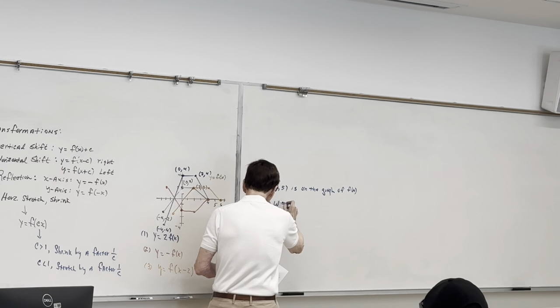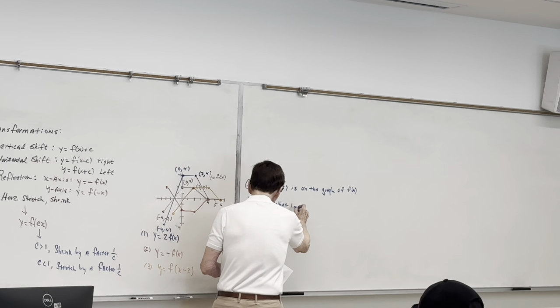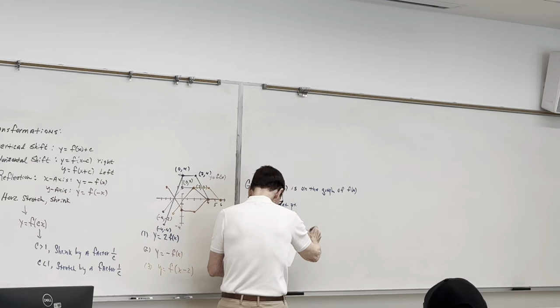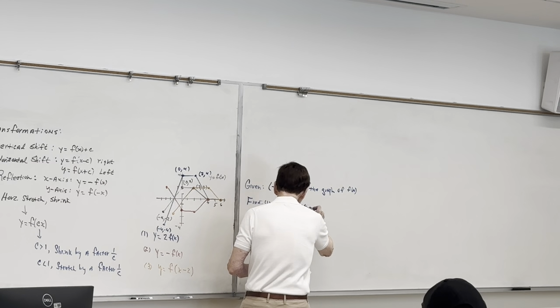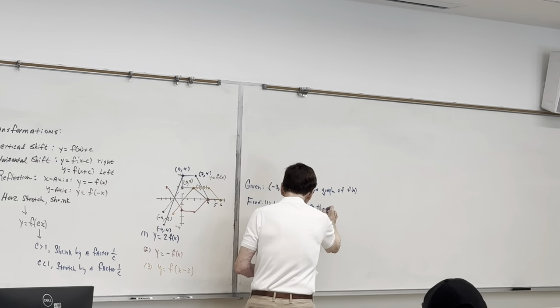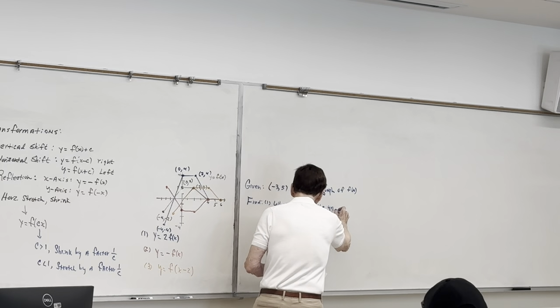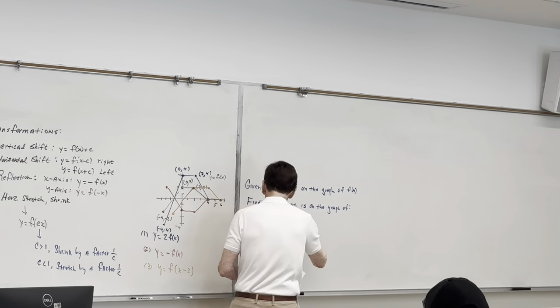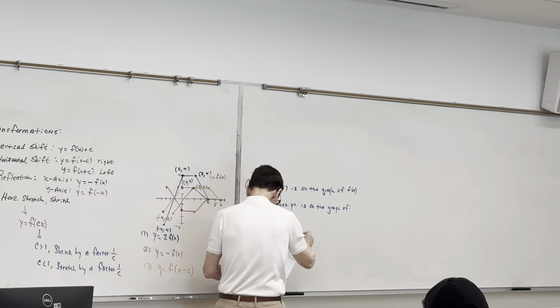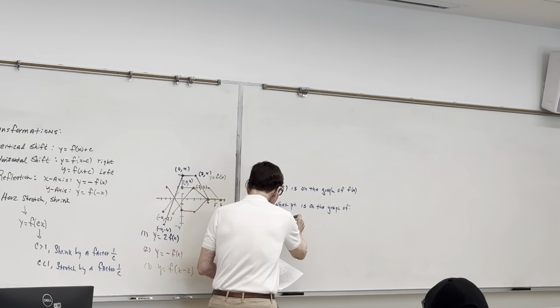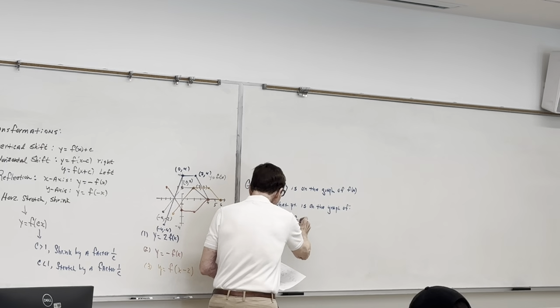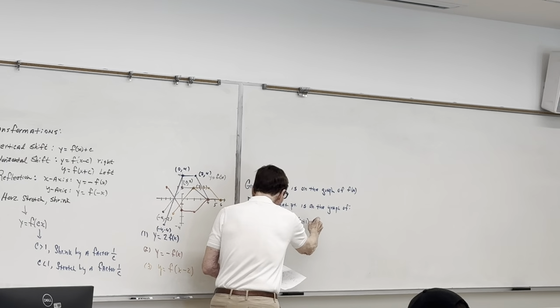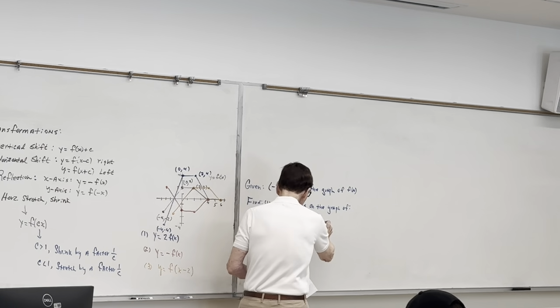What point is on the graph of this? Get rid of that letter A here. y is equal to f of x plus 1, subtract 3.